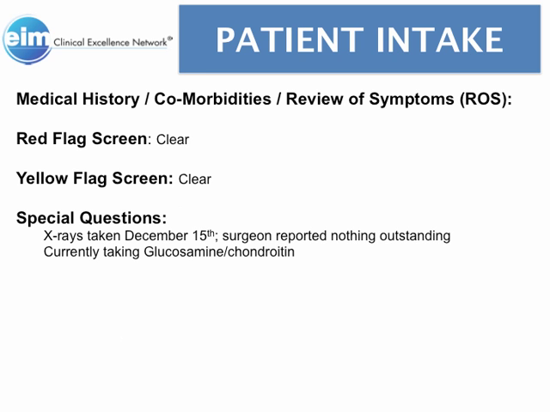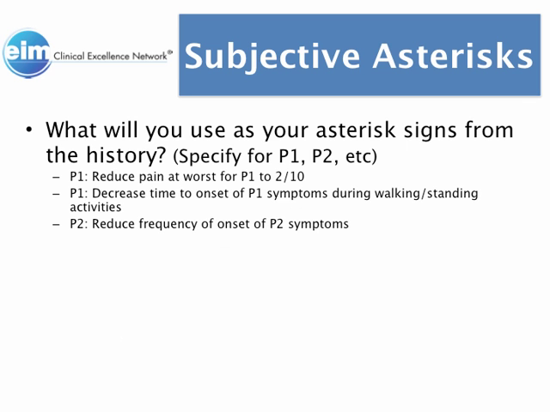Medical history: red and yellow flags were screened and were all clear. Special question: she had x-rays on the 15th of December, nothing outstanding, and currently taking glucosamine and chondroitin, which I thought was interesting because those are most commonly used in osteoarthritis. She's a 30-year-old female. But what will you use as asterisk signs from the history?